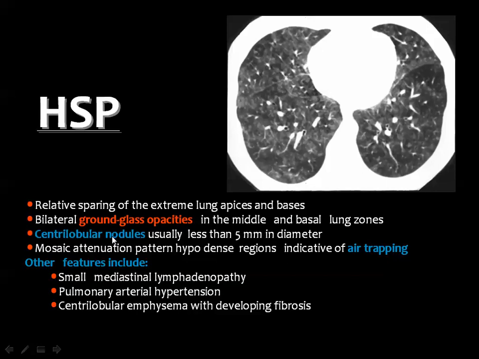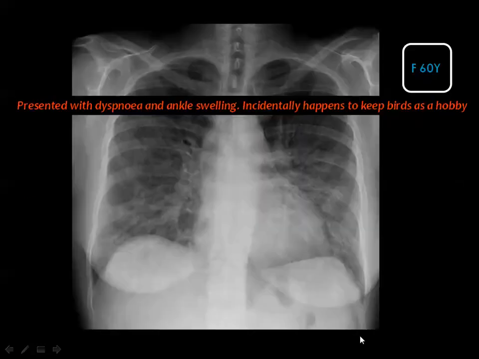Then by high resolution CT, you see ground glass opacities, usually in the middle and basal lung zones. You may see some centrilobular nodules, and you see some areas of air trap. You remember that air trapping is better identified in the expiratory phase of high resolution CT, which is not usually obtained as a routine. Other features of hypersensitivity pneumonitis may include the presence of some mediastinal lymphadenopathies, also enlargement of the pulmonary artery denoting pulmonary arterial hypertension, and emphysematous pulmonary changes which will end in pulmonary fibrosis, especially in the chronic phases of the disease.